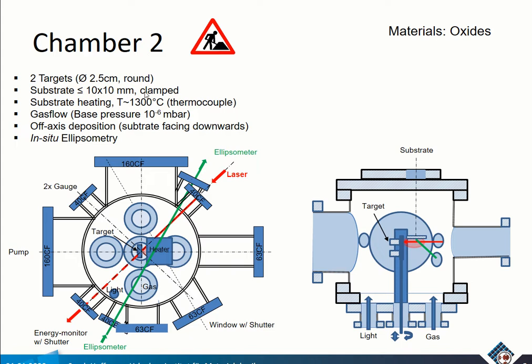We will clamp them to our substrate heating system that's capable of heating the substrate up to 1300 degrees C. We will also have, since we're growing oxide, the opportunity of having gas flow inside that chamber. And yes, I just told you we have the off-axis deposition and in situ ellipsometry.